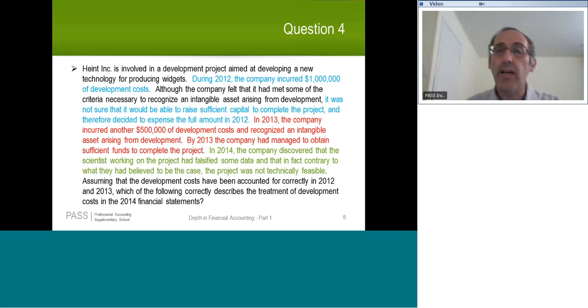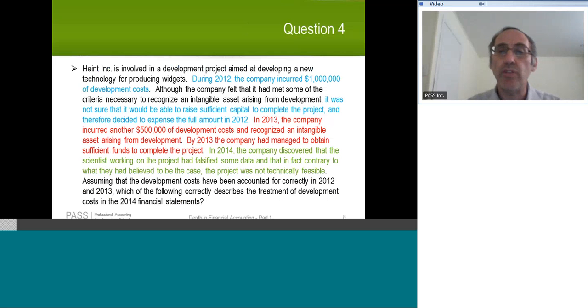Heinz Inc. is involved in the development project aimed at developing a new technology for producing widgets. During 2012, the company incurred $1 million of development costs. Although the company felt that it had met some of the criteria necessary to recognize an intangible, it decided to expense the full amount in 2012.